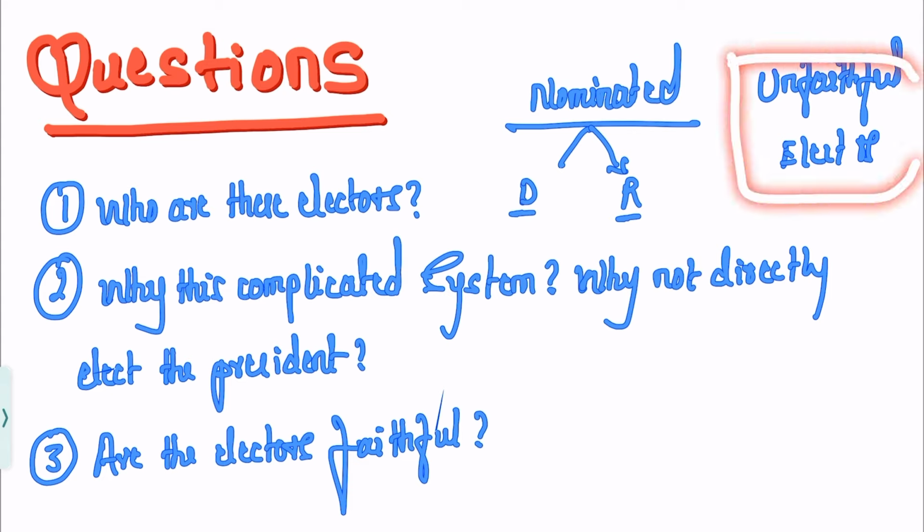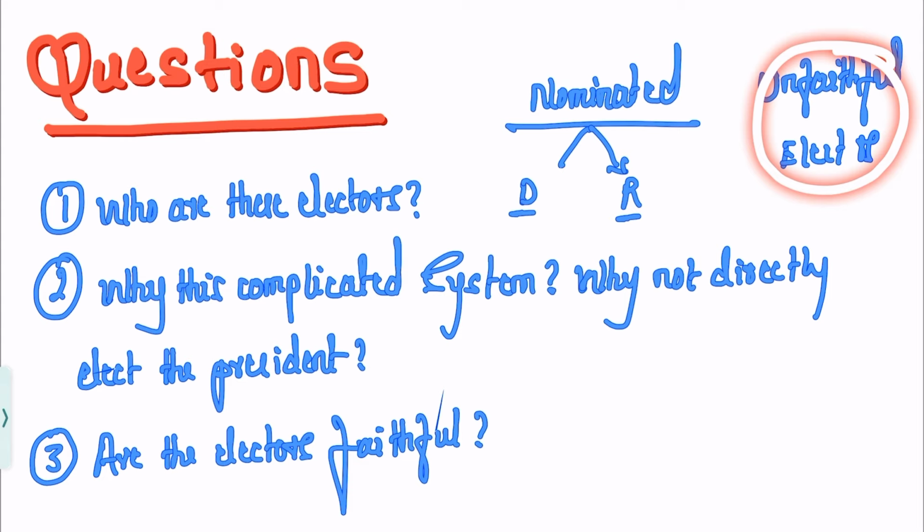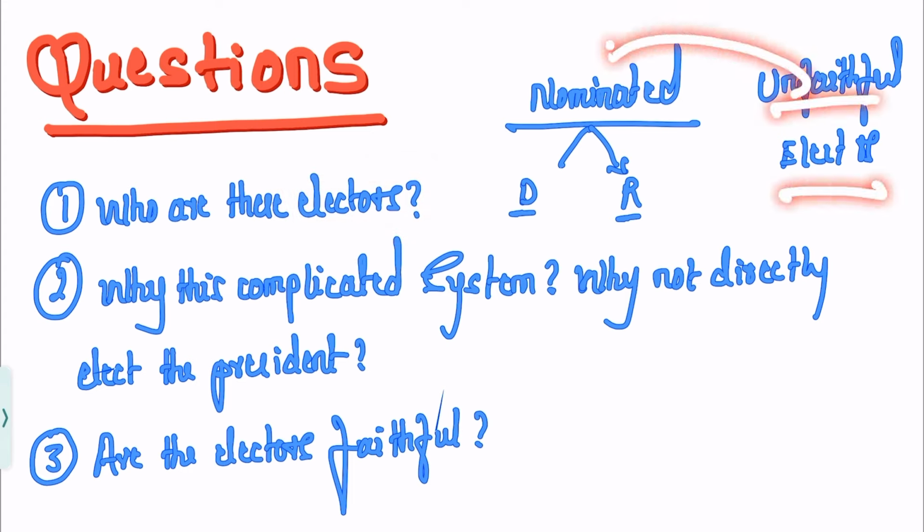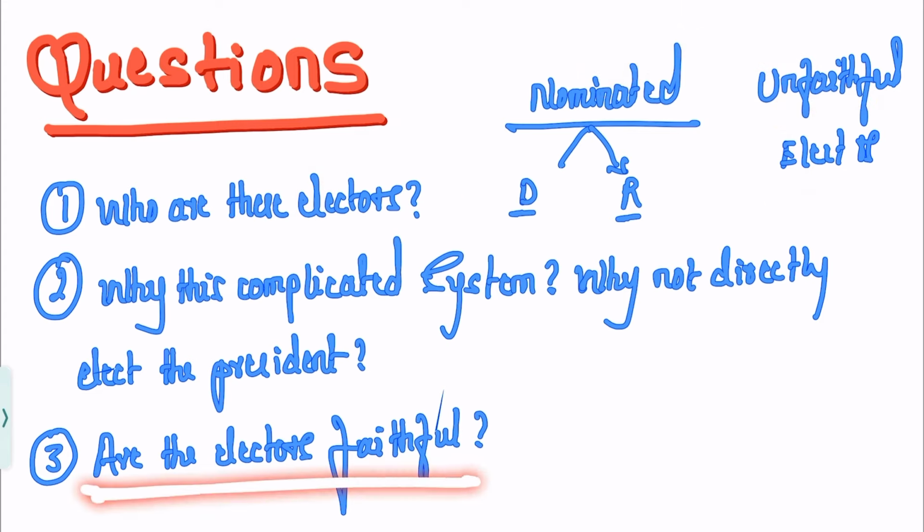Okay? First thing is that. Second, these electors cannot easily become unfaithful because these electors who have been nominated by the parties are actually their loyalists and party workers. So they do not become unfaithful. They will vote for the party that nominated them. Okay? So that is another question that you can ask, that is, are these electors faithful?